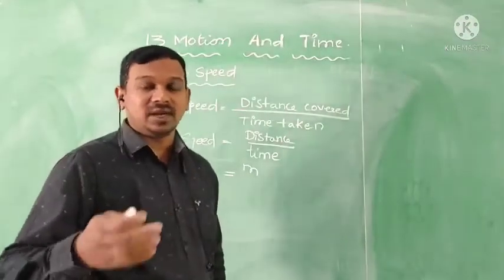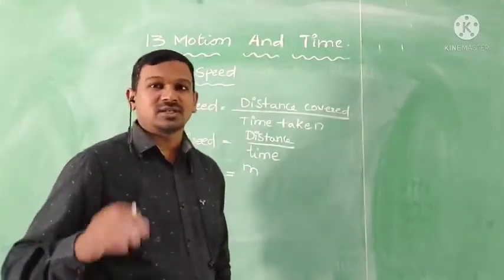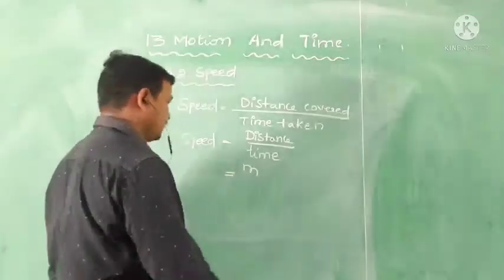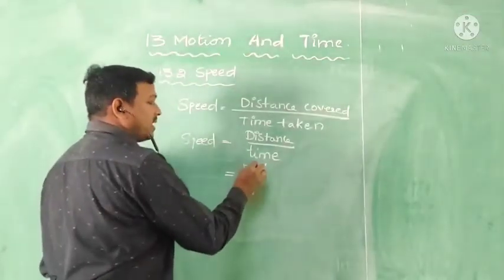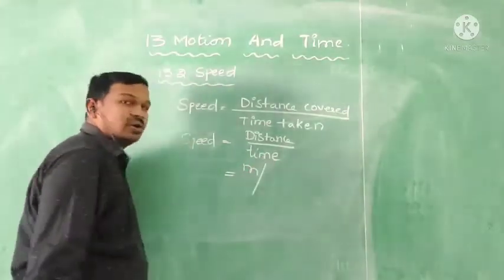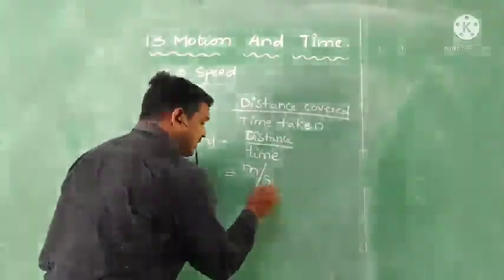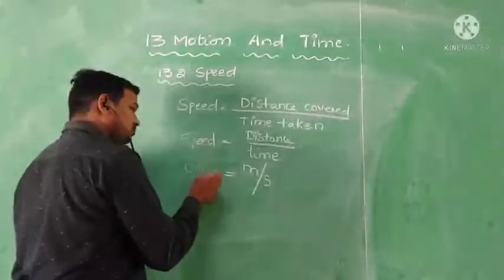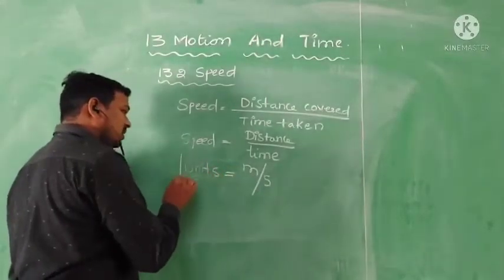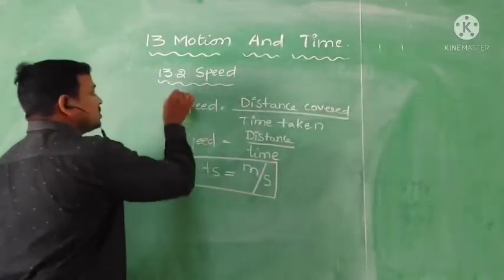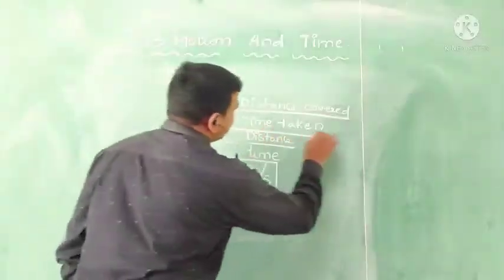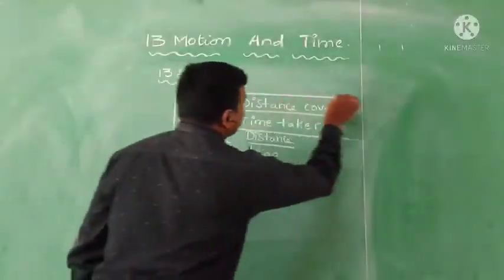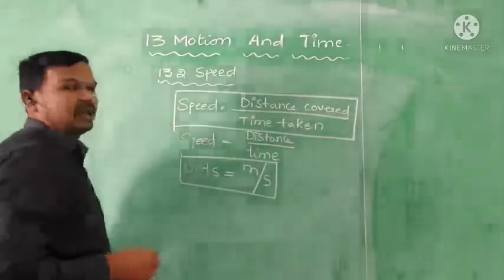Later in this chapter we are going to discuss types of the units also. Meter, and by time we have the unit second, so I am denoting it with S. So what are the units? Meters per second. What is the speed definition? Distance covered by the time taken.